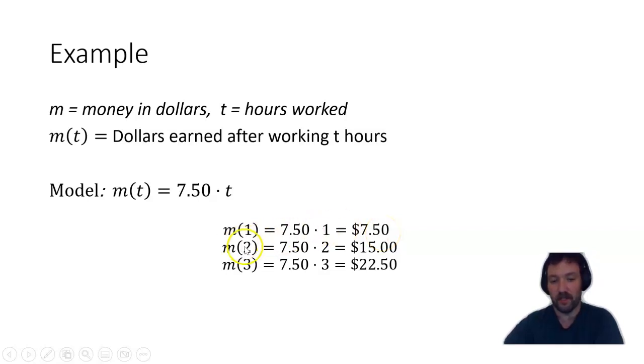If you've worked for 2 hours, now look at the 2 is inside of the m, then you get 7.5 times 2. Everywhere you see a t, it now becomes a 2. And same thing with t equals 3. M of 3, again, the amount of money you've earned after working 3 hours.